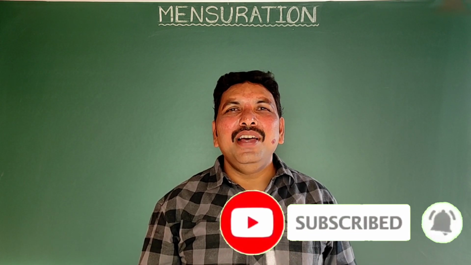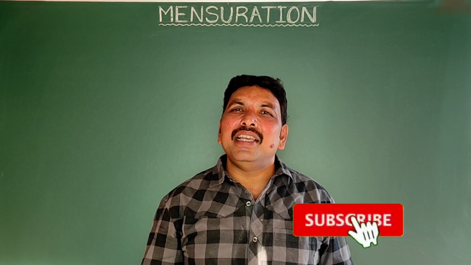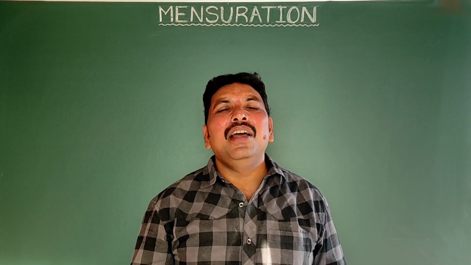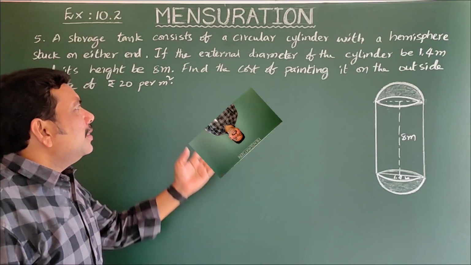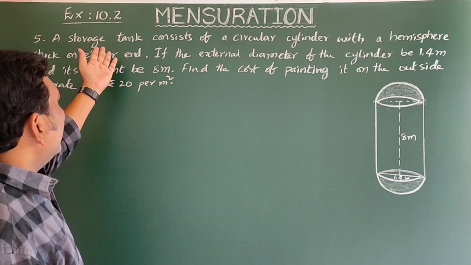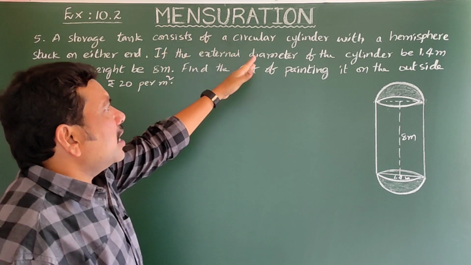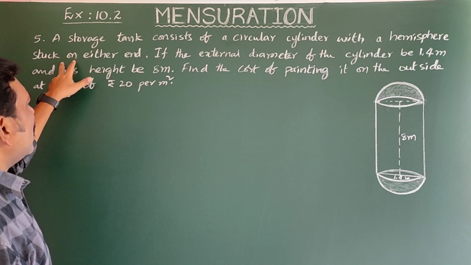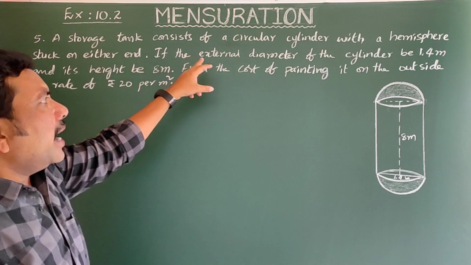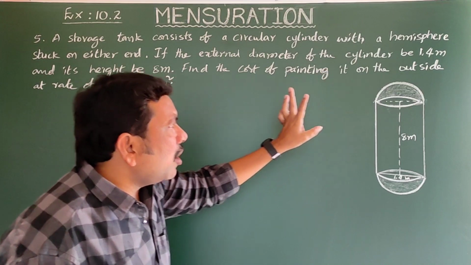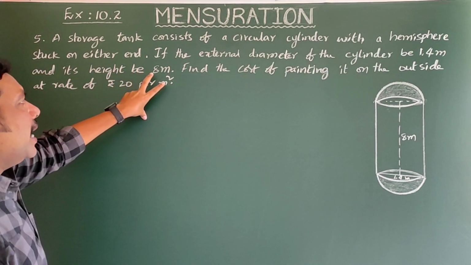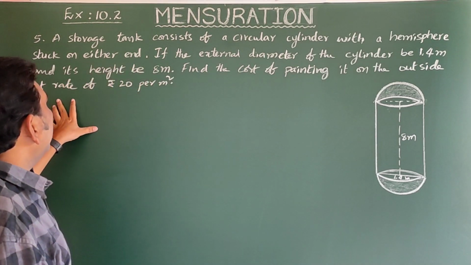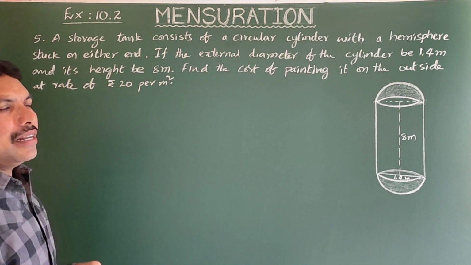Today in this video, let us discuss problems 5, 6 and 7 in exercise 10.2 in mensuration of 10th class mathematics. Right? This is the fifth question. A storage tank consists of a circular cylinder with a hemisphere stuck on either end. If the external diameter of the cylinder be 1.4 meters and its height be 8 meters, find the cost of painting it on the outside at the rate of rupees 20 per meter square.